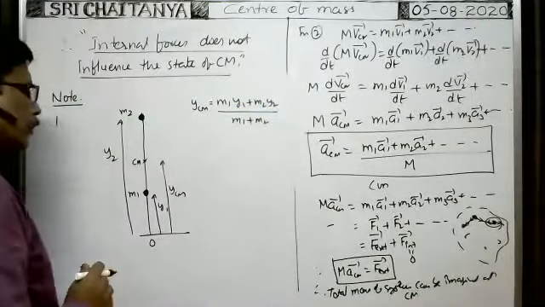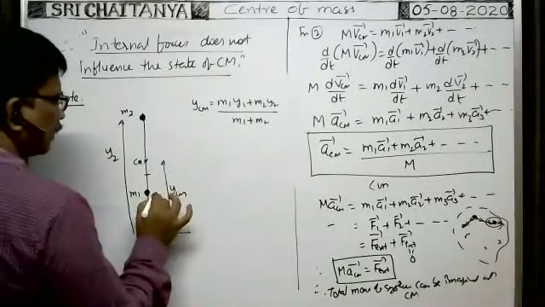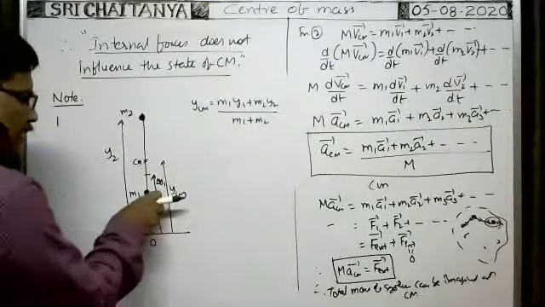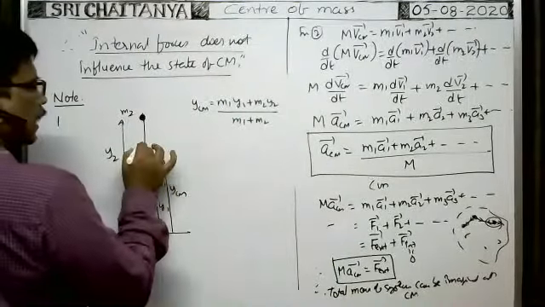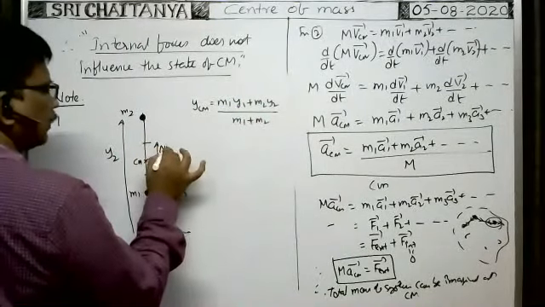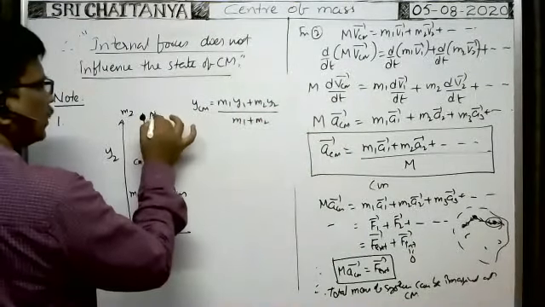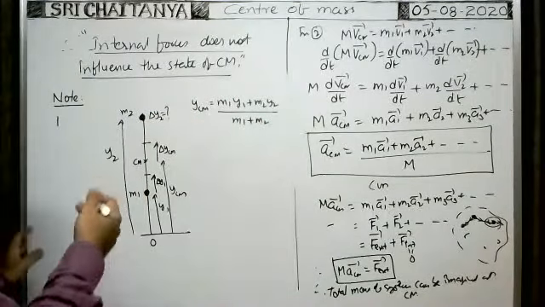Suppose the first particle is displaced by a distance delta y1. The center of mass is displaced in the same direction by delta ycm. That means the displacement of the center of mass is delta ycm. Then what is the displacement of the second particle? Delta y2 is equal to question mark. They may ask like that.